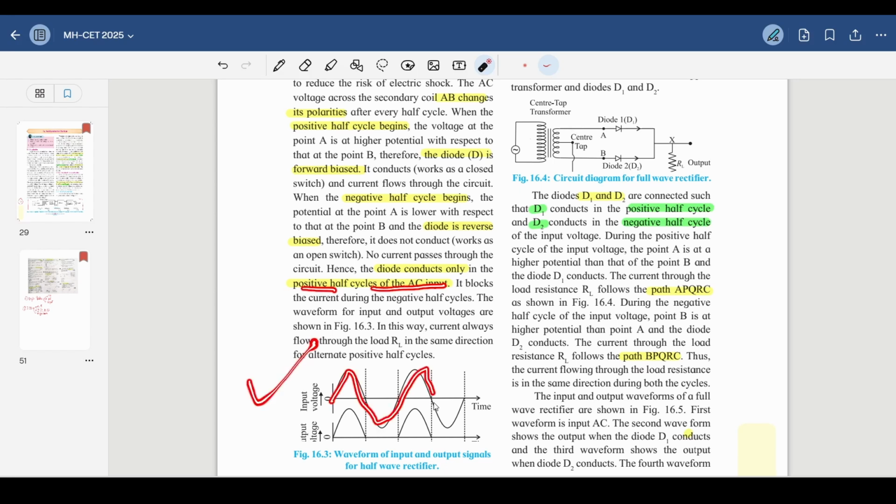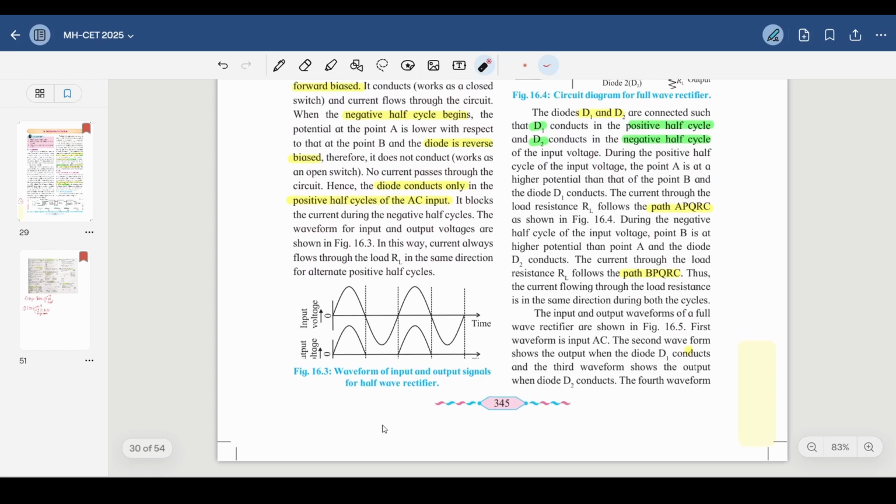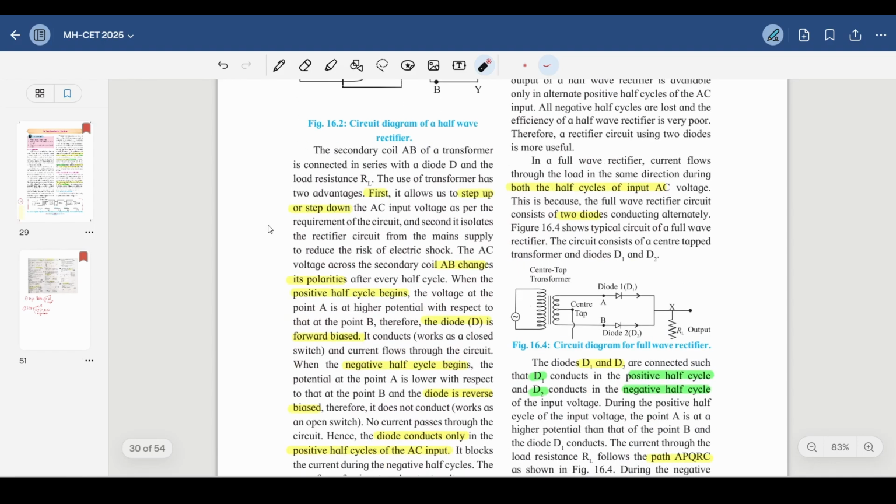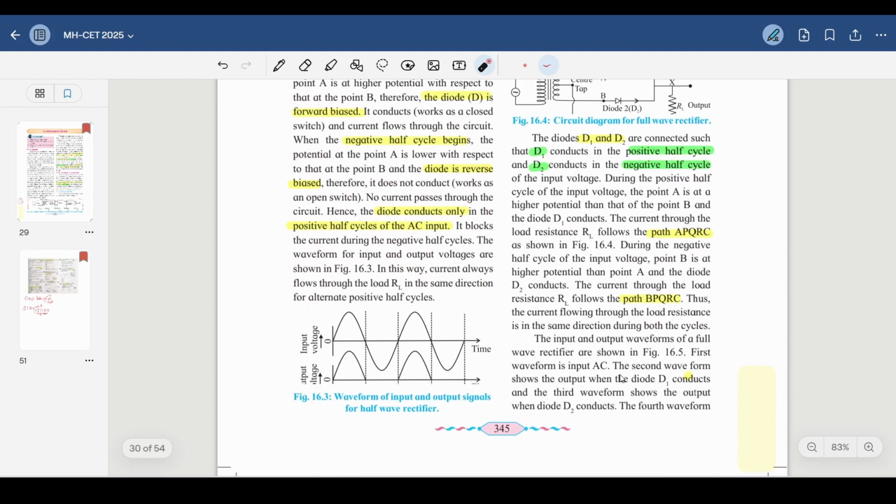This is the input waveform, full wave, and this is the output waveform, where only the half cycle is being sent through. So this is the working of the half wave rectifier. In short, just as I explained, you are going to skim through the textbook.